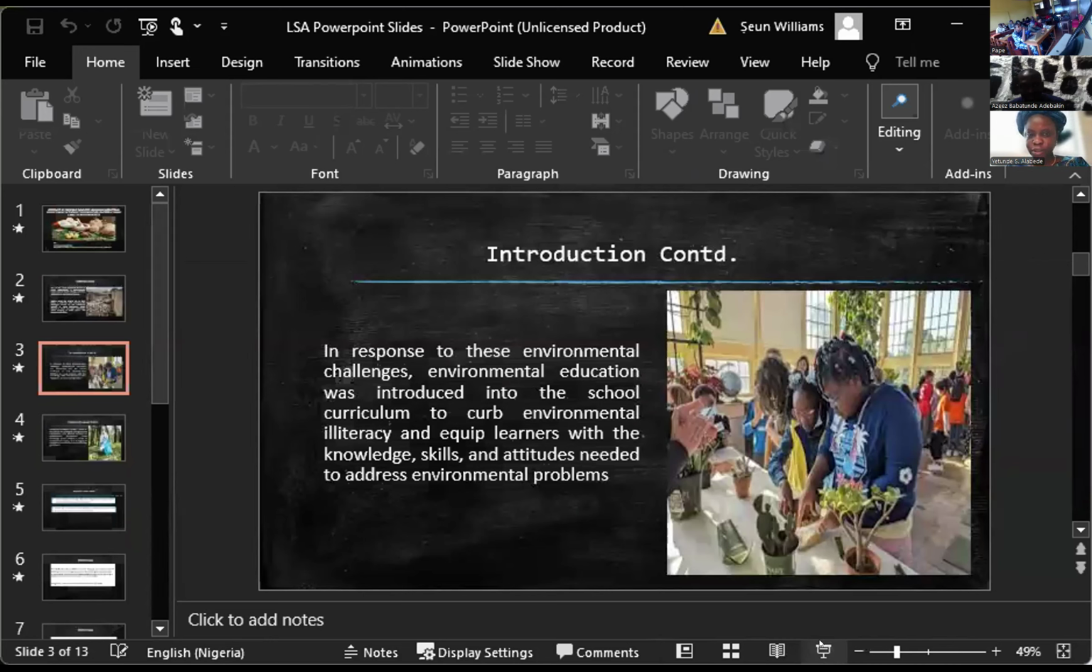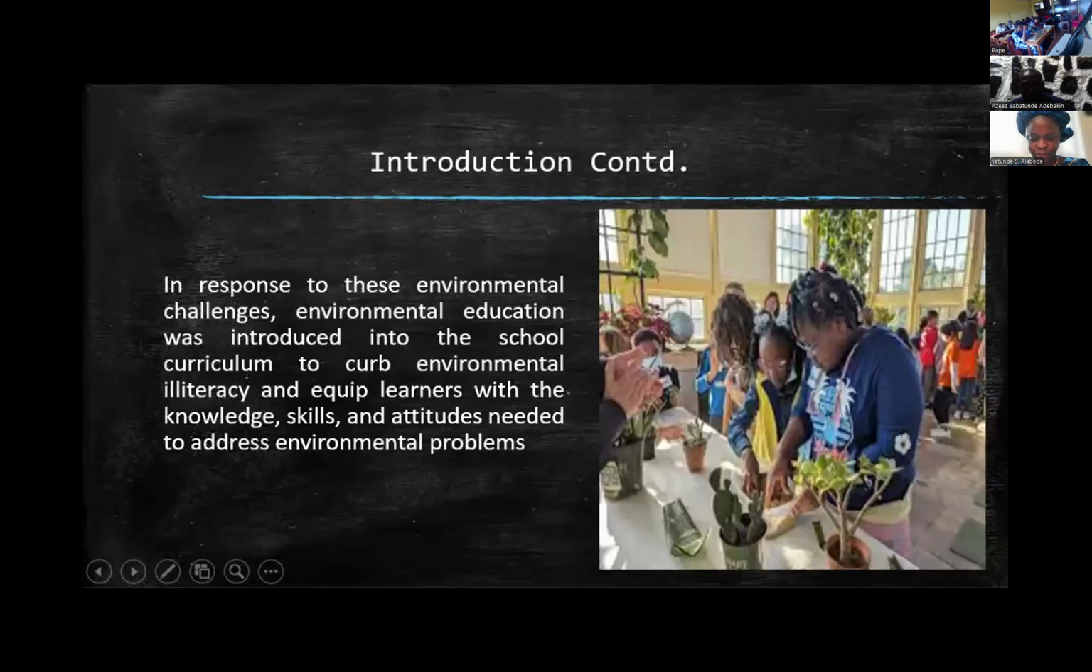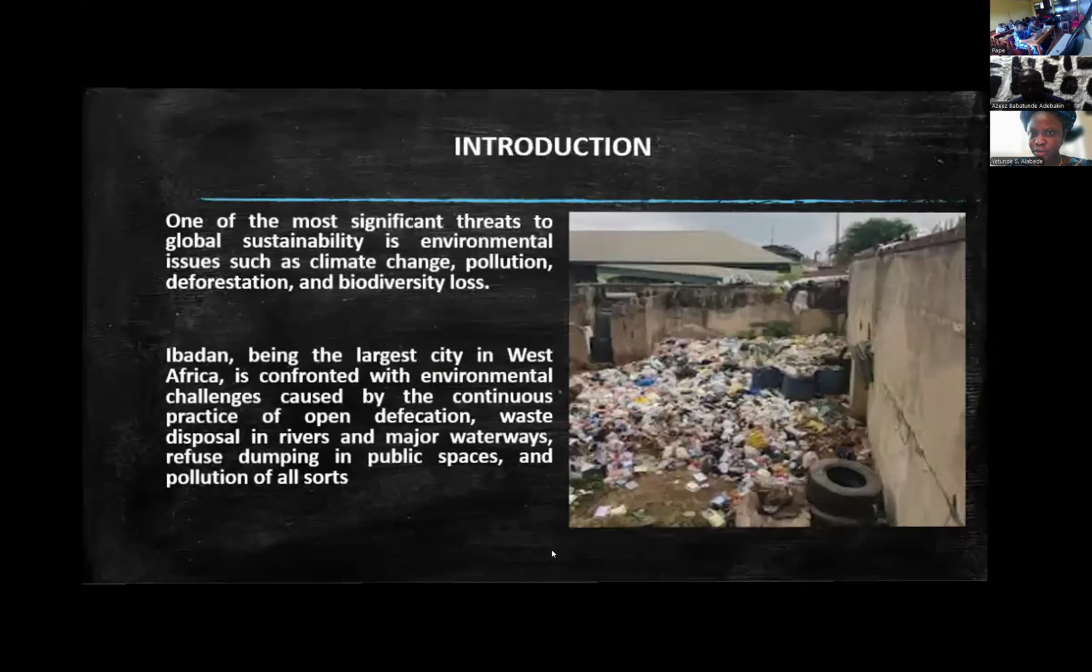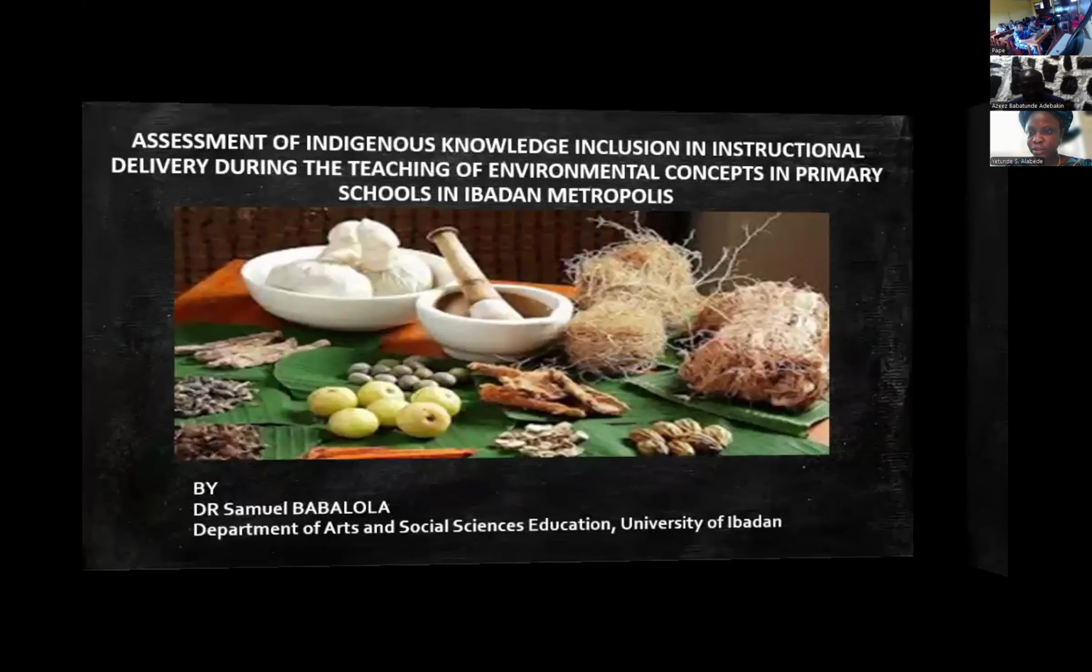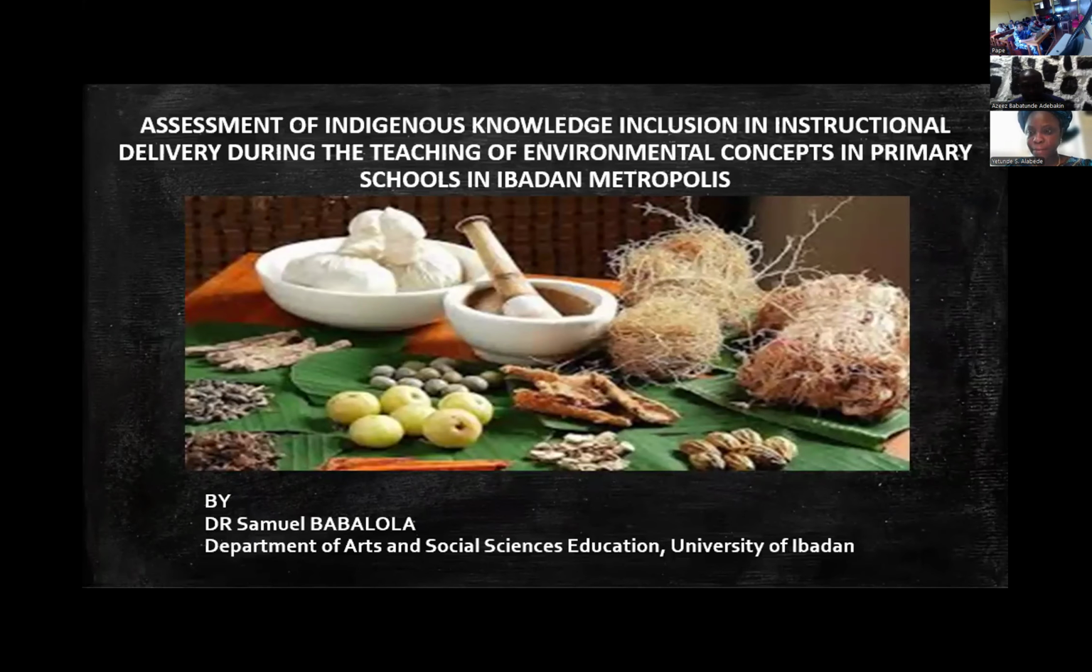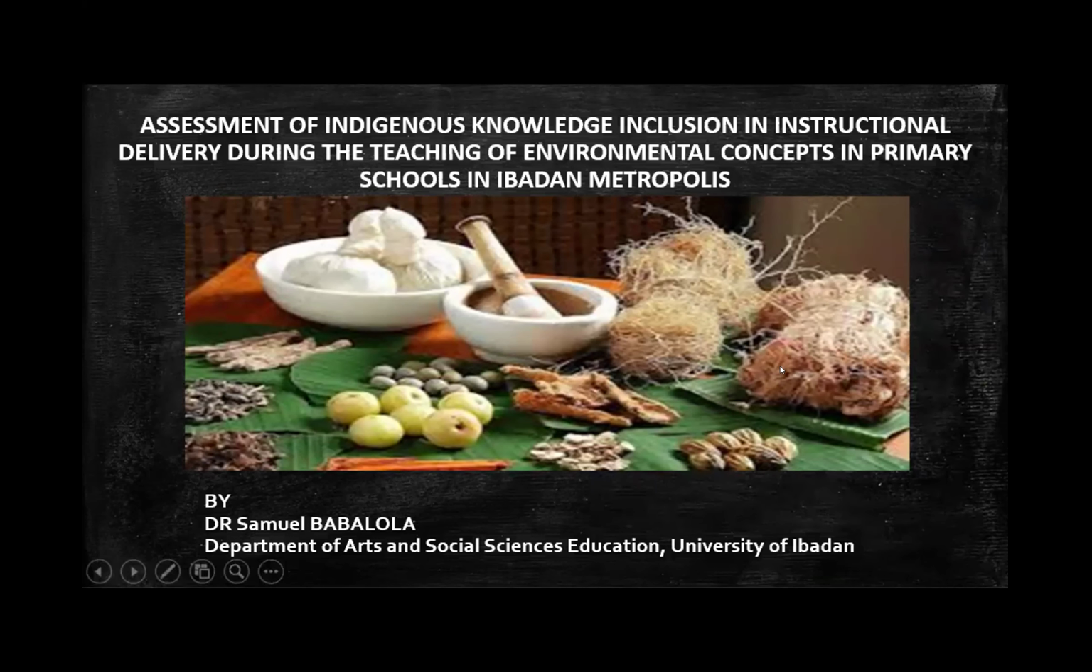Yeah, sounds good. So our second speaker, I want to be sure if Dr. Samuel Babalola is around. That's right. Here? Yes. Okay, so Dr. Babalola will be presenting on indigenous knowledge-based learning package, school teachers' pedagogical enhancement, and students' environmental literacy in Ibadan. Over to you, sir. Thank you very much.